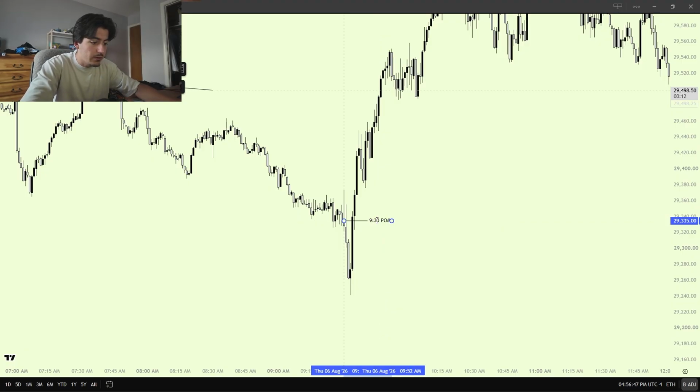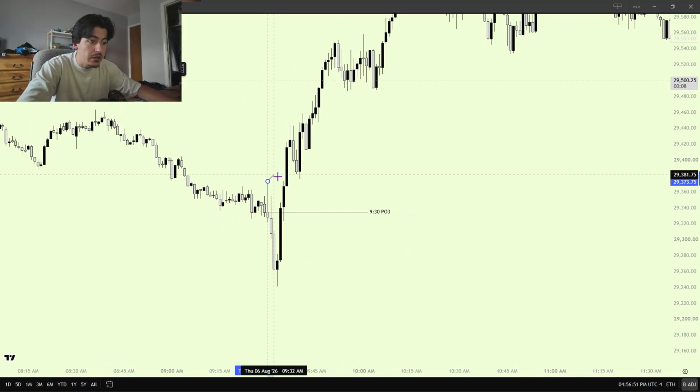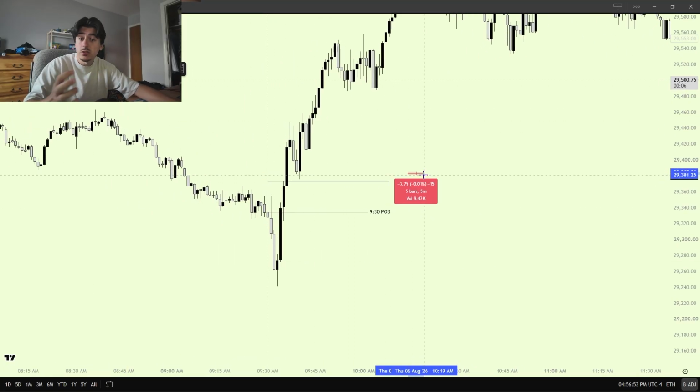9:30 power of 3. Okay, I'm going to mark it like this for you, so you can visually see it. We have a 9:30 wick. 9:30 wicks are really important draws on liquidity. The 9:30 one-minute candle is basically the most traded candle by far out of any of the candles traded at any point in the day.